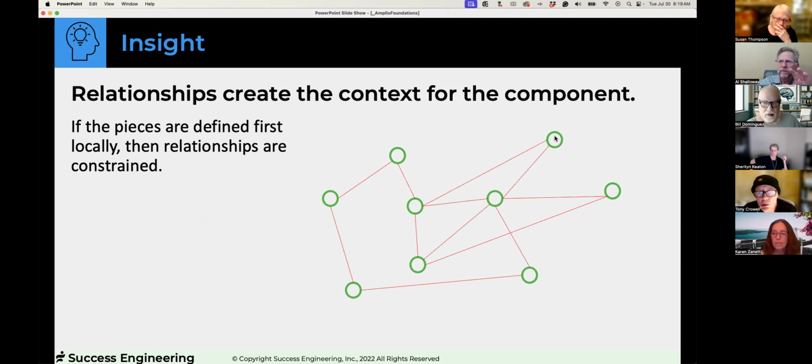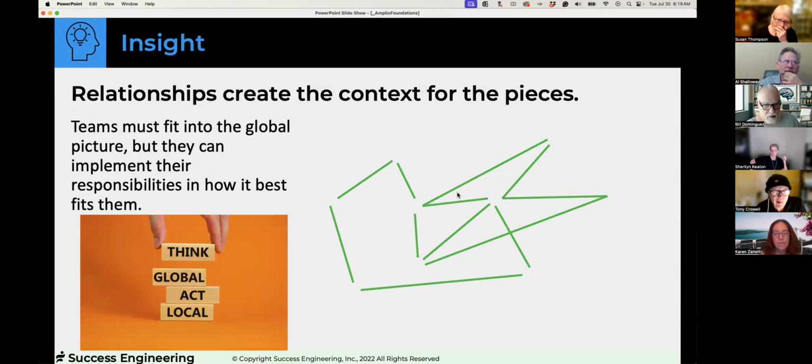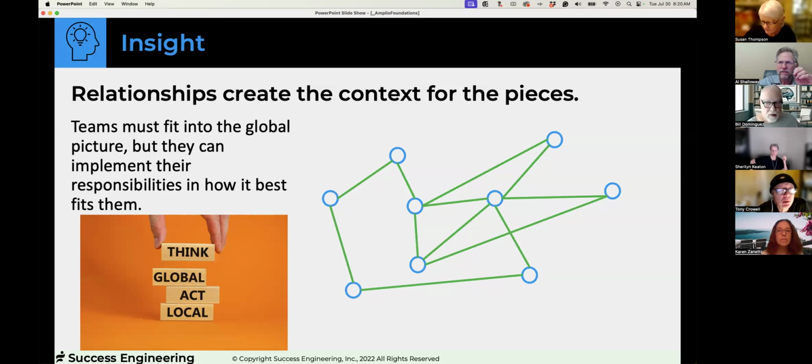The relationships between this and this, where they were predefined, will not work well across the organization. Everything's going to be different, and everything is now going to be a conversation about how we should be doing things. So the idea is relationships create the context. Teams must fit into the global picture, but they can implement the responsibility in the way that best fits them. This is a simple idea, actually, but it's the inverse of how we normally design.